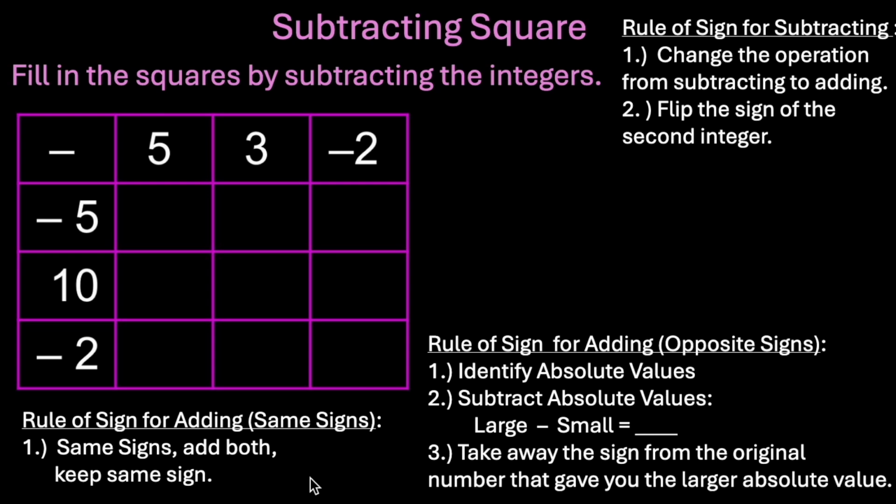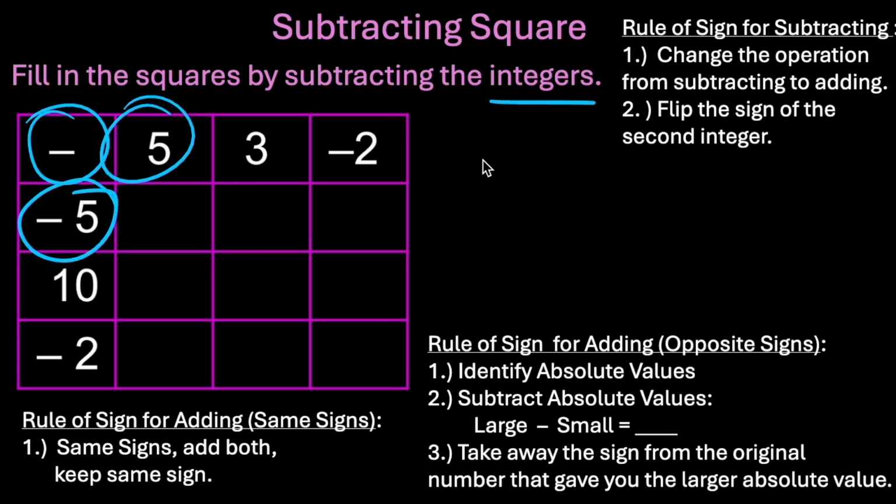So let's begin by filling in the square boxes or squares by subtracting the integers. Let's go ahead and start with -5 minus 5. So let me go ahead and write that down. -5 minus +5 equals.